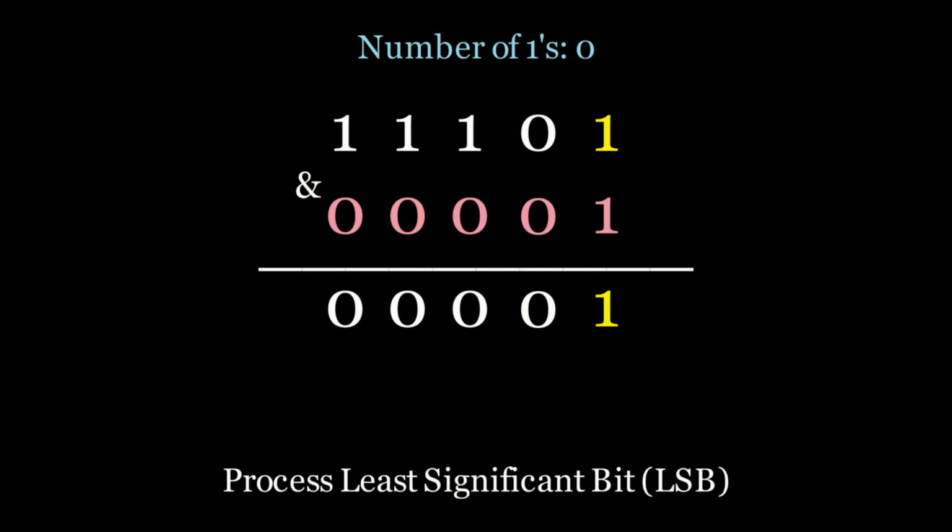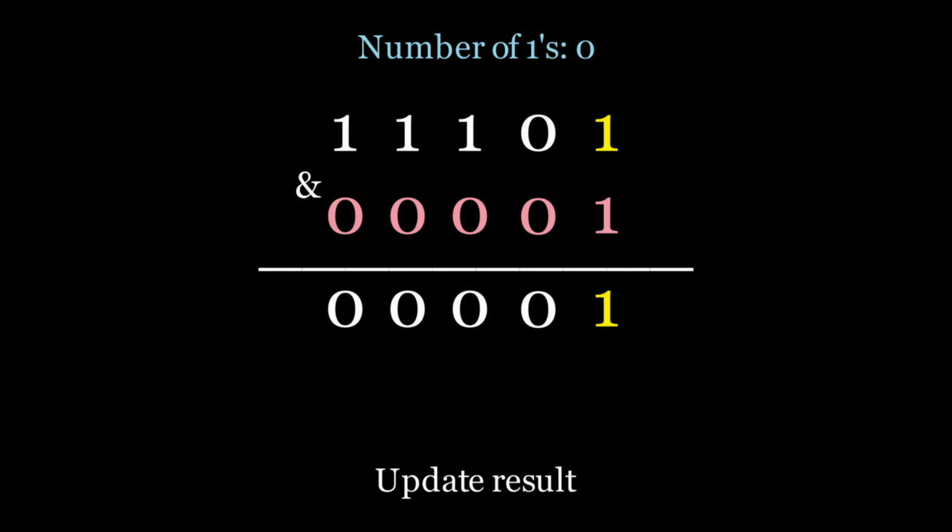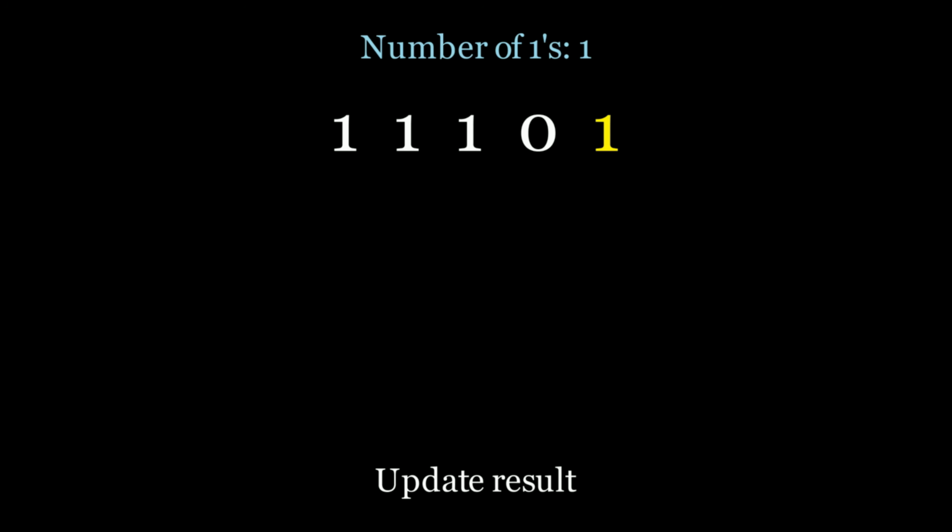And if we AND our number with 1 and the result is 1, we update our result. That means we found a 1 in the least significant bit. However, if it's 0, then we don't add a 1 to our result. And this is going to be the base algorithm that we use. So we update the result to 1, and now I need to get rid of this 1, right? I need to process the next bit, which is 0. So how do I get rid of this 1 bit, the least significant bit? Well, we shift the number by 1.